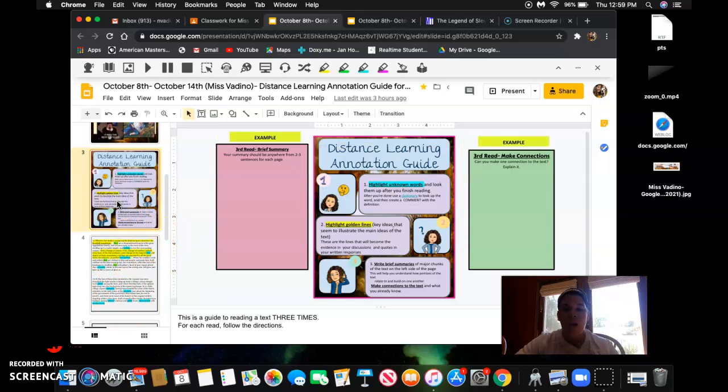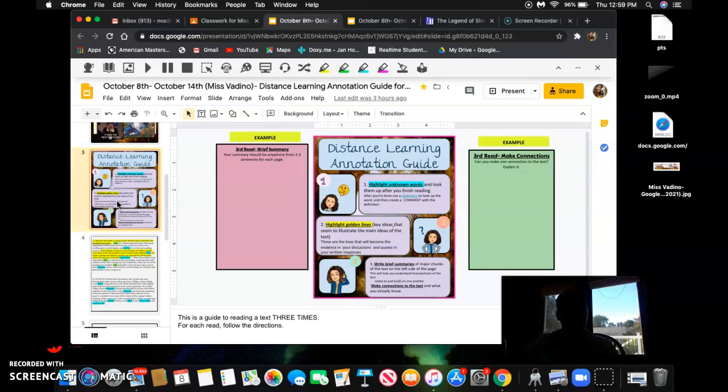The last thing I want you to do, step number 3, is I want you to summarize what you just read, and try to make a connection if you can. I'm really pushing for the summary because these paragraphs are longer, but in just 2 to 3 sentences, can you put this paragraph in your own words?